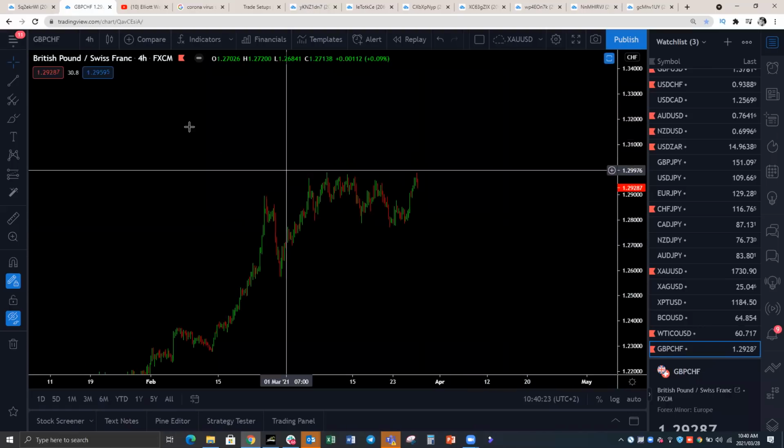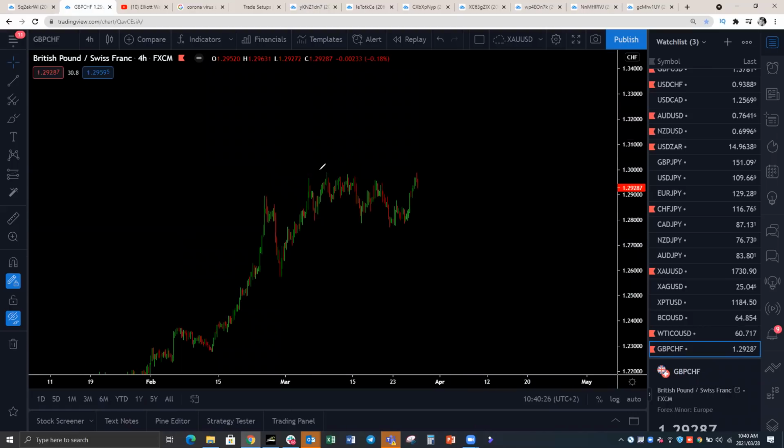This is pound chief. Now, pound chief, we'll be looking at this one to break out of this corrective structure and give us a push to the upside. So what we're looking at here, this looks like a three-wave structure to the downside. That's 3 down, 1, 2, 3 up. We'll be looking for this one to give us another possible three waves to the downside.